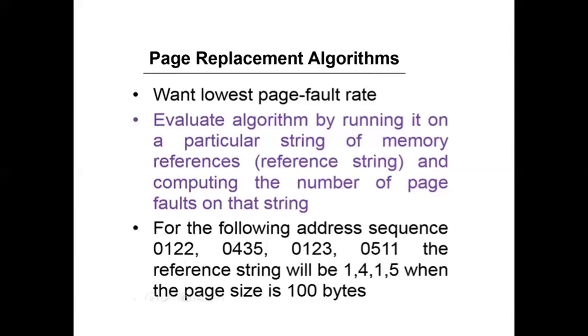100 to 199 is page 2. 200 to 299 is page 3. So considering that strategy, if you look at this, this belongs to page 1, this belongs to page 4, this belongs to page 1, and this belongs to page 5, right? Assuming it's starting from page 0.